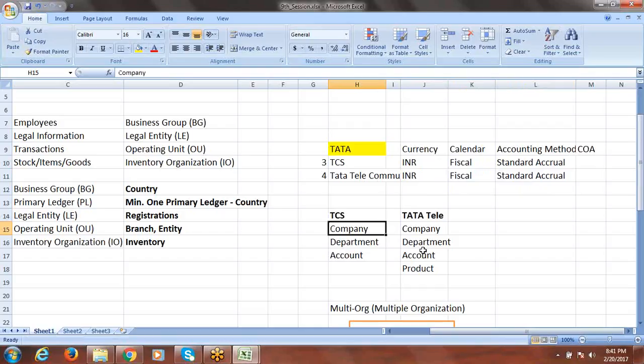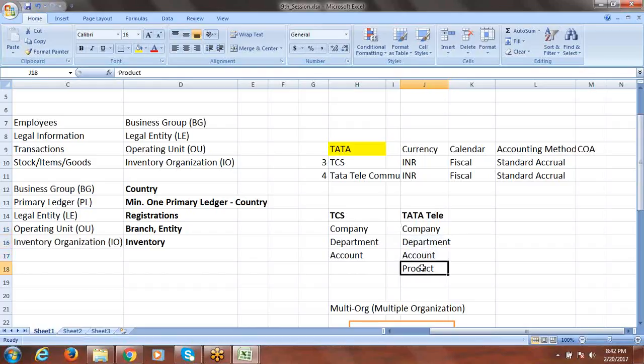In that case, what we can do is create a common chart of accounts. Anyway, these two companies need company, department the same, account the same, plus an additional 4th segment. Now if I create this chart of accounts with 4 segments, this can be used by TCS and Tata Telecommunication Services. When TCS is going to record the transactions with the chart of accounts, they'll enter the segment values for company, department, account.